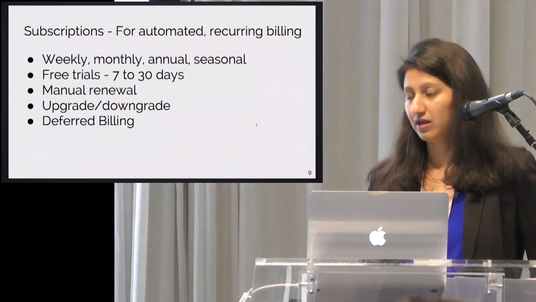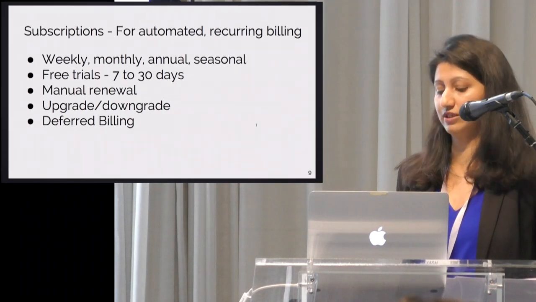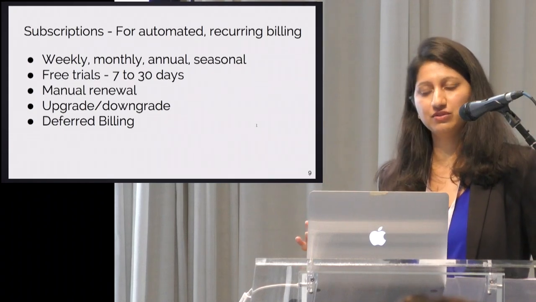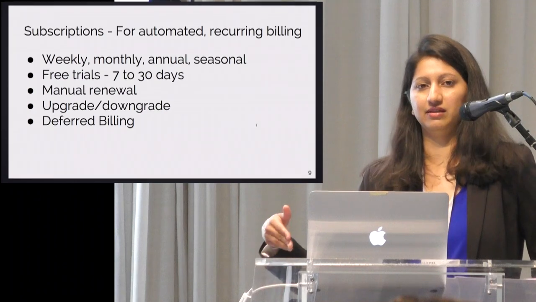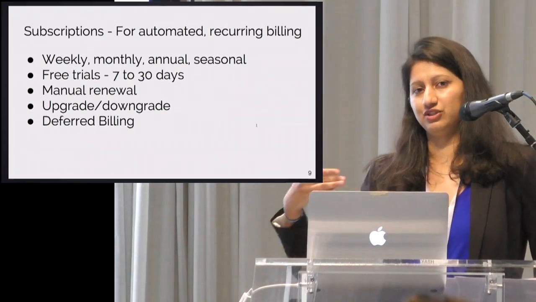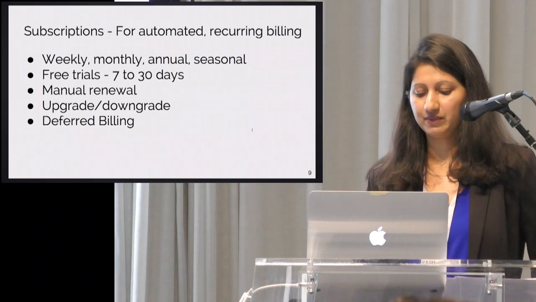Other options you get with subscriptions are manual renewal, which means a user can go in and manually renew the subscription. So if it was renewing on September 1st, if they go in and renew it again, the renewal date continues till October 1st.